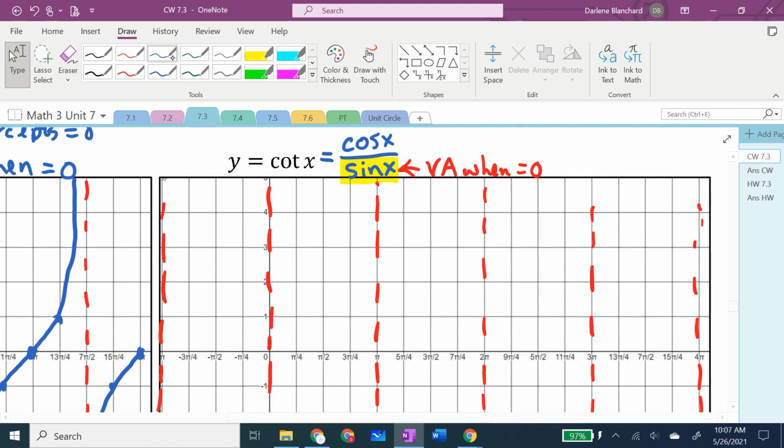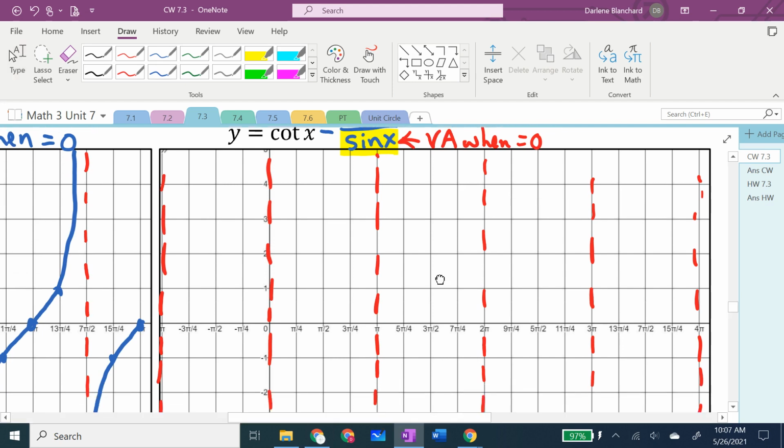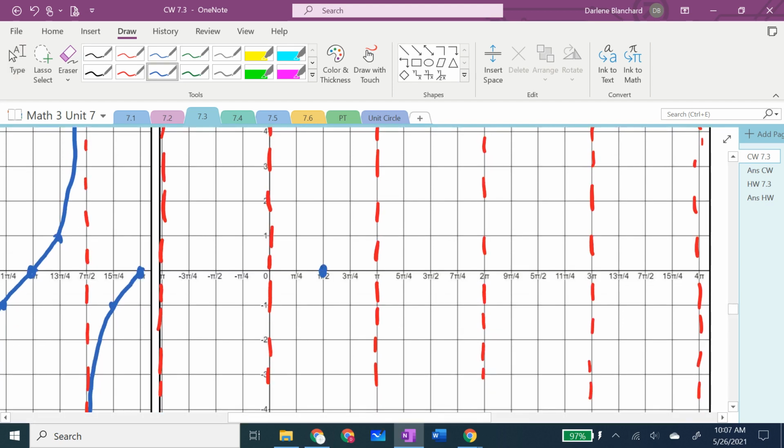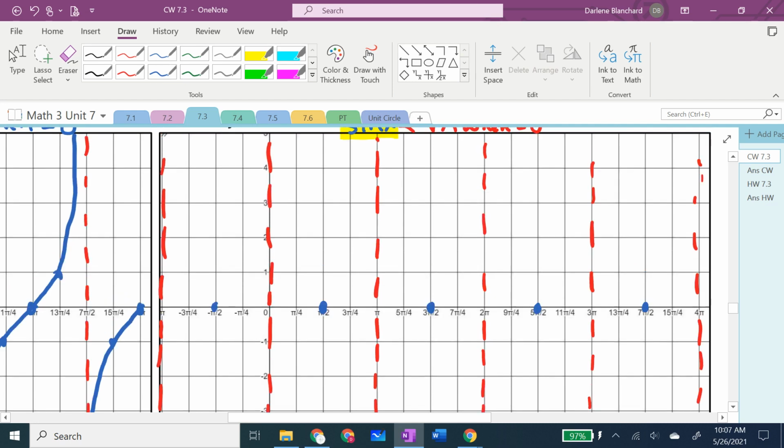The other thing is, when the numerator is equal to 0, I have my x-intercepts. Cosine is equal to 0 at pi over 2, 3 pi over 2, 5 pi over 2, 7 pi over 2, negative pi over 2. But cotangent does not go the same direction as tangent.